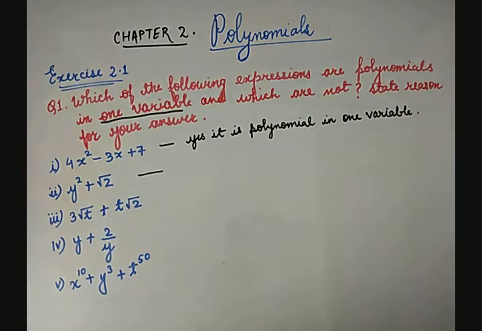How many variables are there? Single variable? Yes, that is y. And now check the power of the variable. Now only one variable is there, y square, whose exponent is 2, and therefore it is a polynomial in one variable.